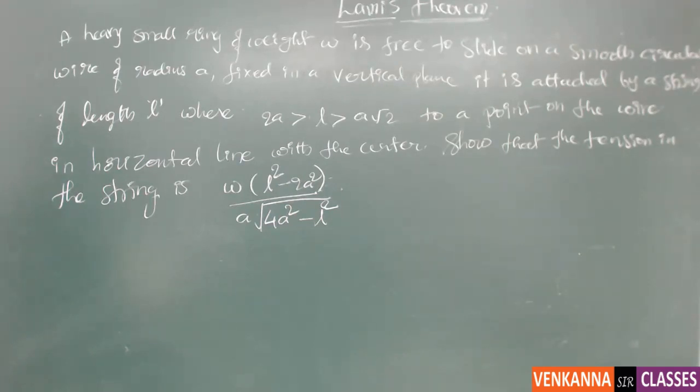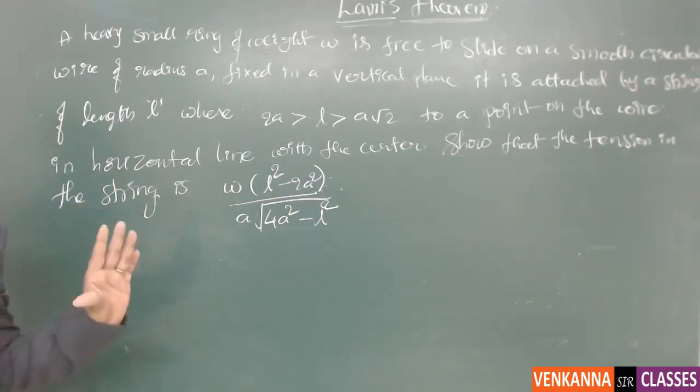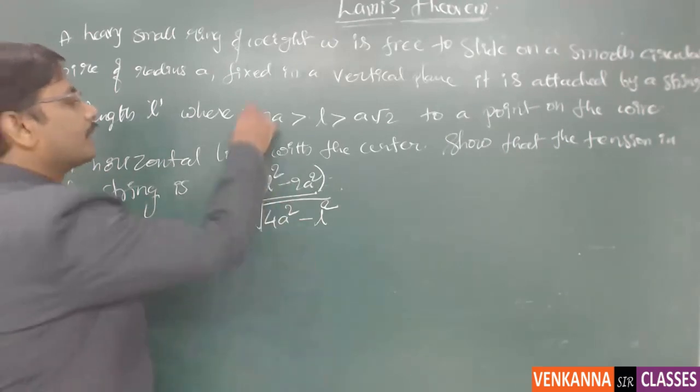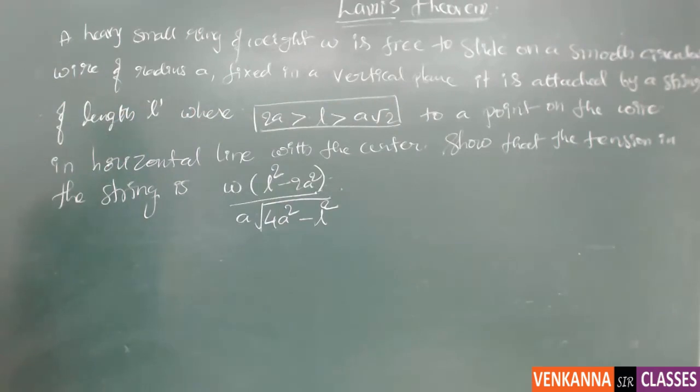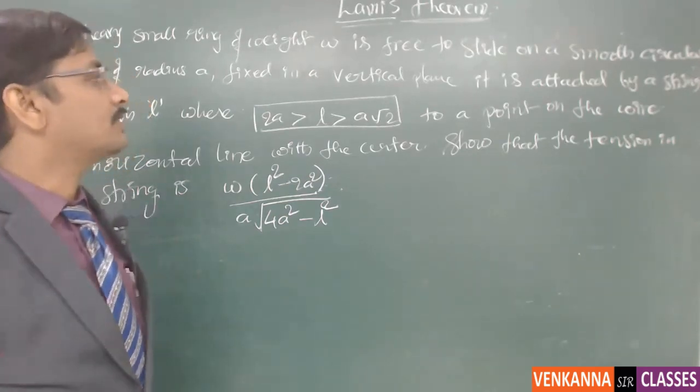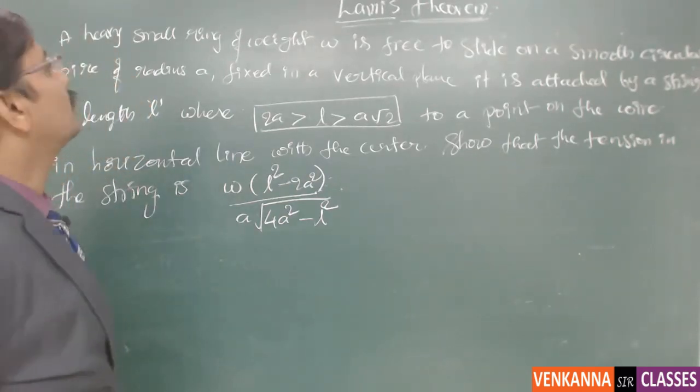First try to draw the diagram, then you will be able to identify the required quantities. So this is again the application of Lami's theorem only. Not much complicated. First you need to identify the diagram and then identify the quantities that are needed for Lami's theorem. Here one important condition he has given. This condition is very much crucial for us. Now see this. A heavy small ring of weight W. Day before yesterday I solved one problem related to this only.